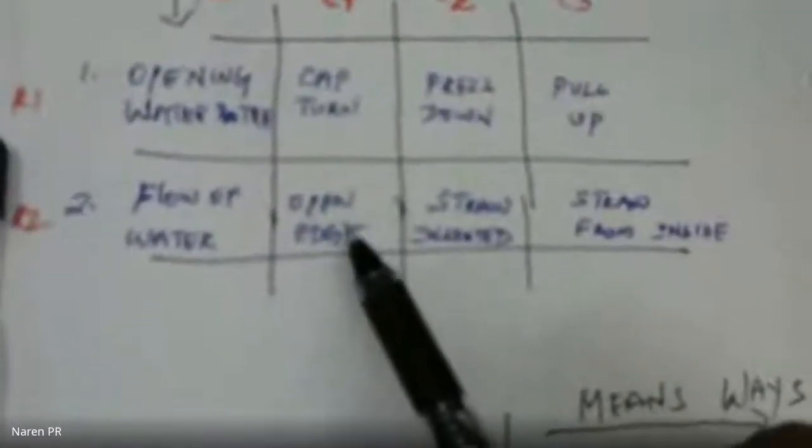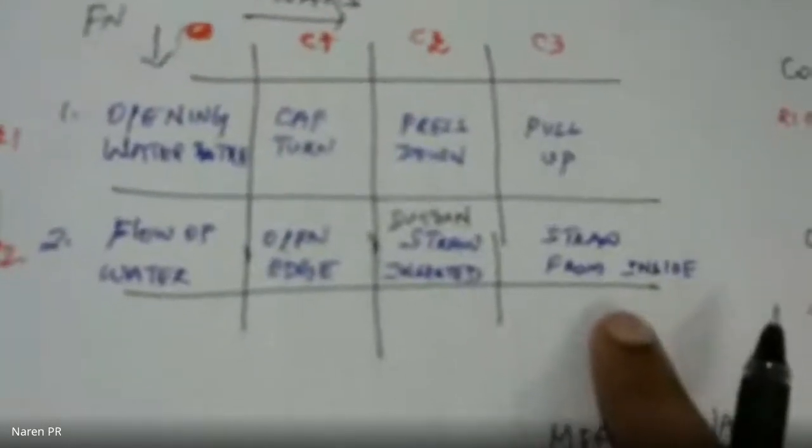The first way is open edge, like how we typically do for a water bottle. The second way is that you can insert a straw and then suck through the straw. So this is a suction through a straw inserted in the water bottle. The third one is again a suction mechanism, but using the straw that is there inside the water bottle. Okay, so for all these functions, you have to list different means.